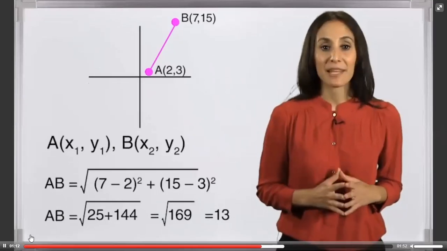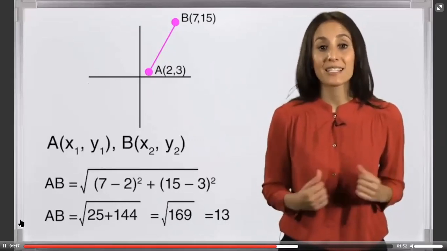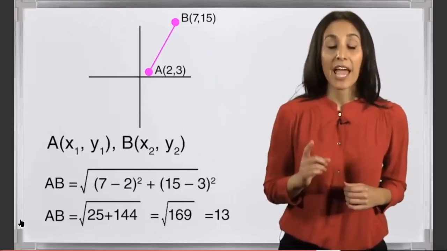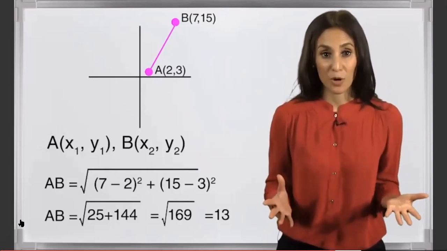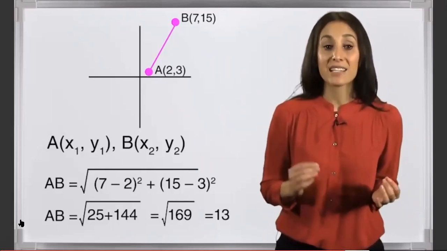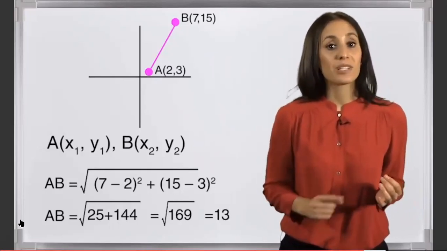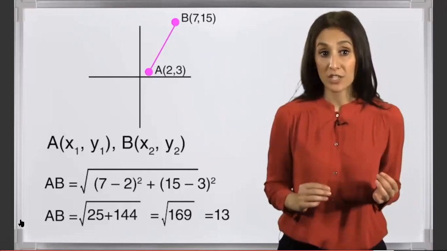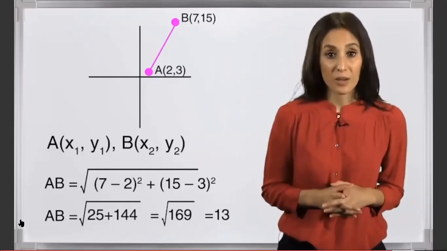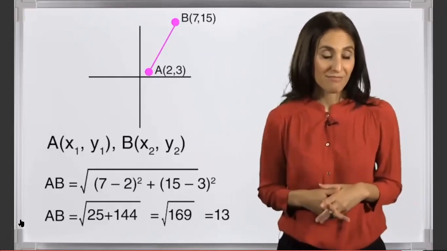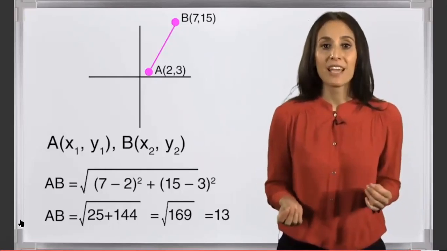Find the length of segment AB. Start by assigning the coordinates for point A as x sub 1, y sub 1, and point B as x sub 2, y sub 2. Using the distance formula, plug in the values of x and y into the correct locations. 2 and 7 will go into the x sub 1 and x sub 2 positions, with 3 and 15 substituting into the y sub 1 and y sub 2 positions. After some quick calculations, you find that the length of segment AB is 13 units.